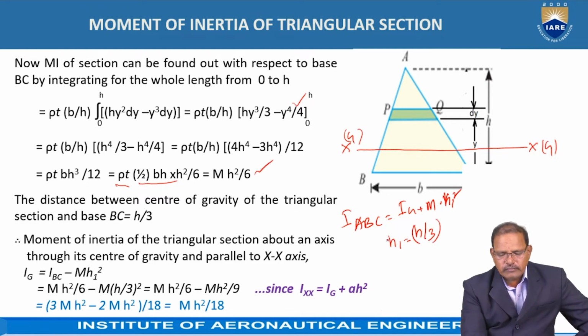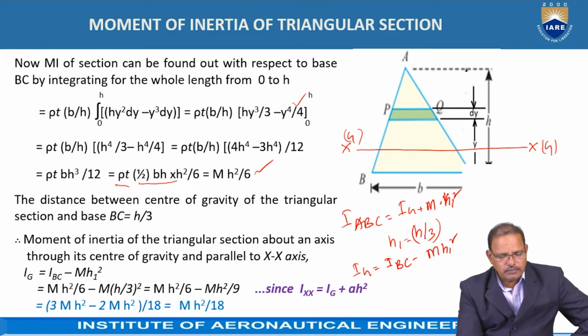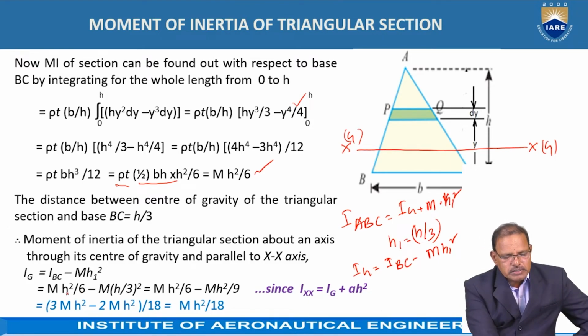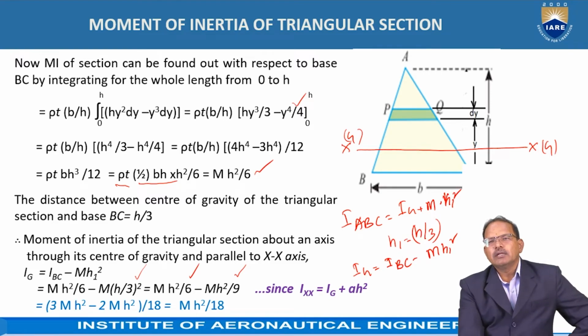So from this relation we get I_G is equal to I_BC minus M h1 square, where h1 is equal to h by 3, where h is representing the height of the triangle. So by using these relations, M h square by 6 minus M into h by 3 whole square, this is equal to M h square by 6 minus M h square by 9. On simplification, we get this value equal to M h square by 18. This is obtained by using the principle of the parallel axis theorem.